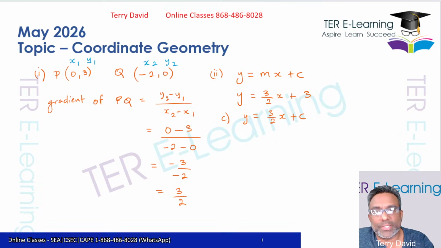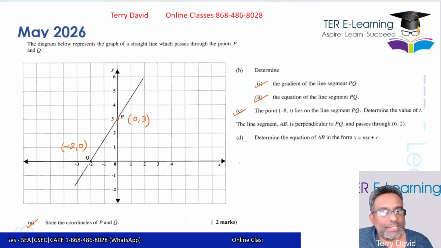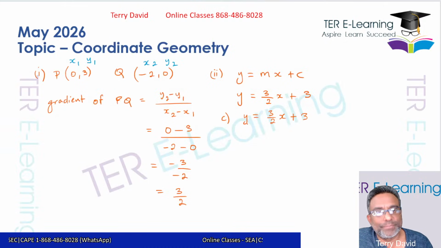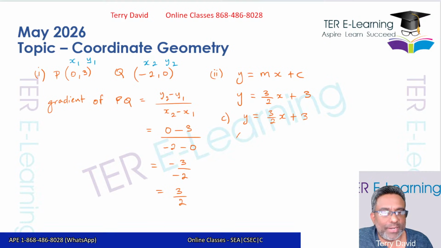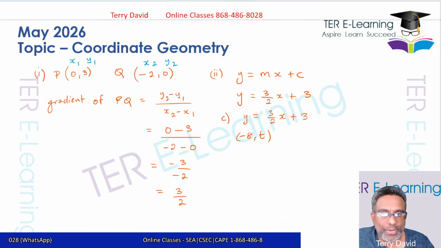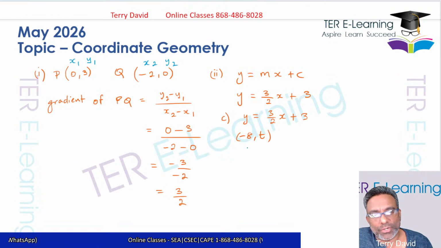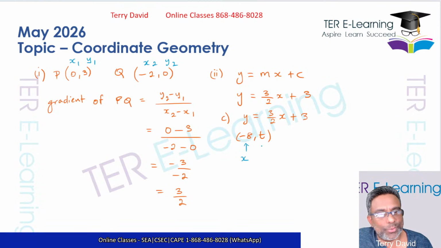Now they are, plus 3. They are telling us that we have a point on the line that is given by (-8, t). So this point here is given by (-8, t), and we need to figure out what t is. Now, if ever they give you the coordinate of a point on the line, what they are giving us here is this: x is equal to minus 8 and y is equal to t.